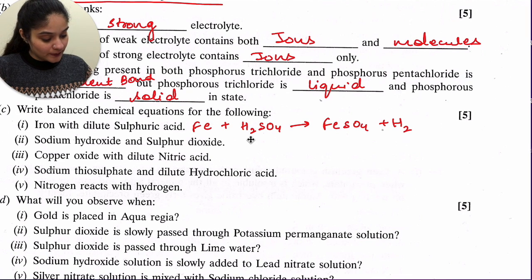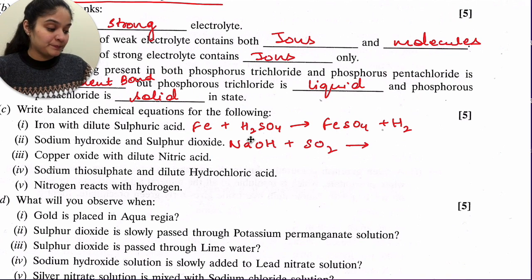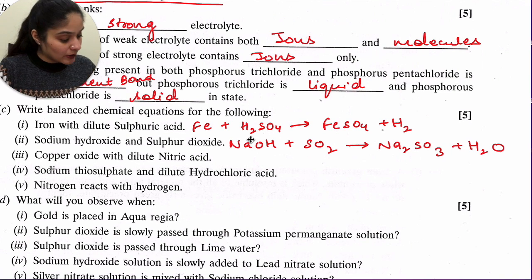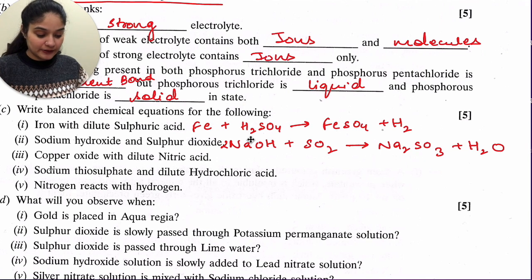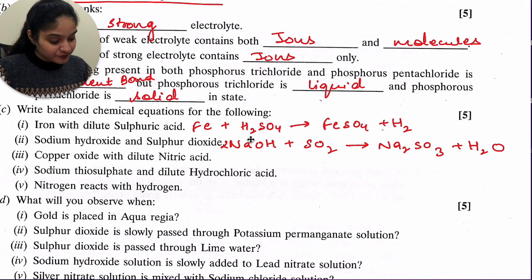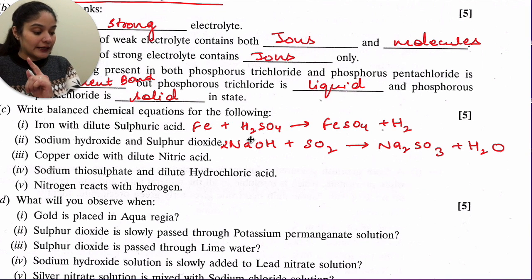Then sodium hydroxide with sulfur dioxide. So sodium hydroxide is what? It is NaOH plus sulfur dioxide SO2, which will give me Na2SO3 plus water. Let's look at the balancing. Add a 2 here, 2 NaOH plus SO2. Yeah, that's correct. Now moving on, we have copper oxide with dilute nitric acid.